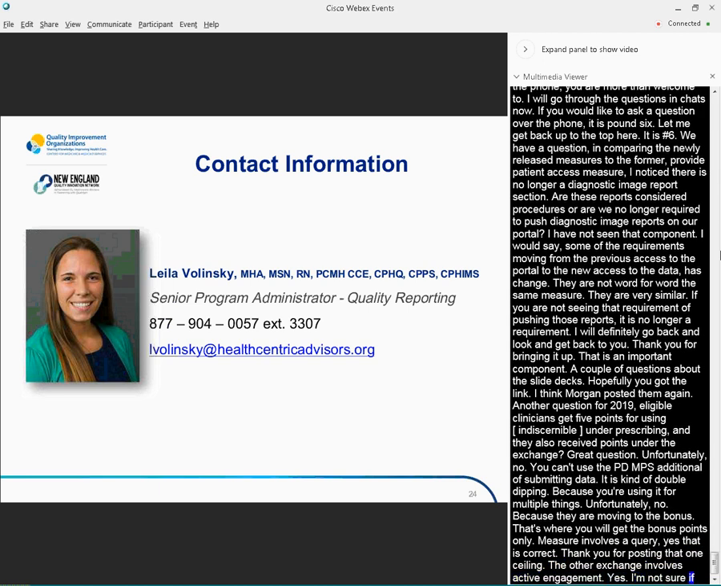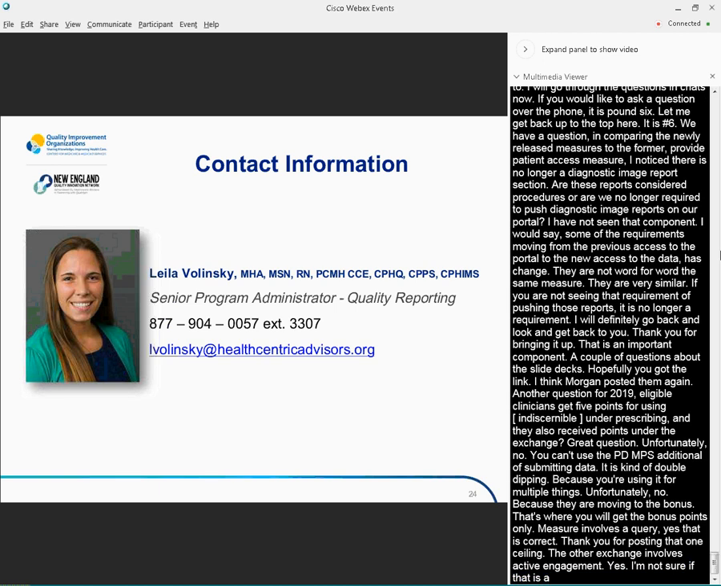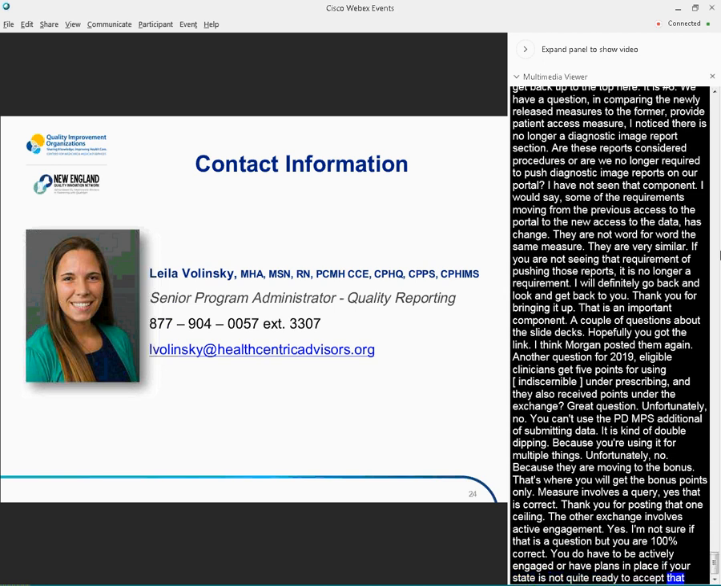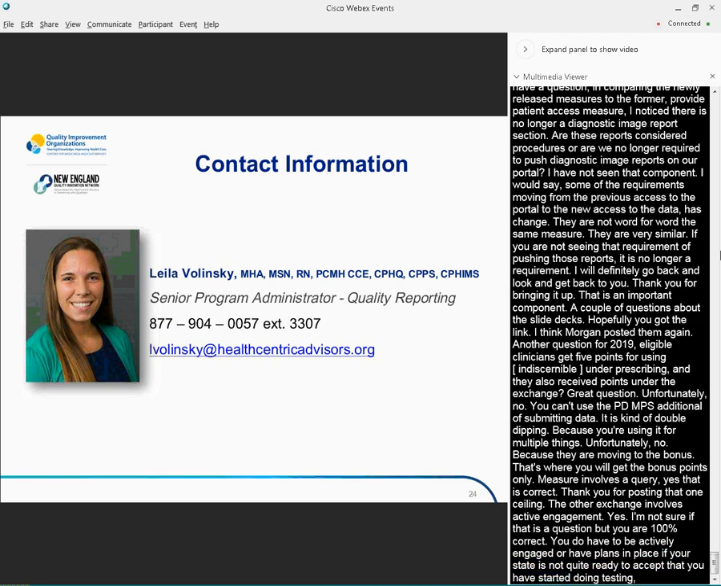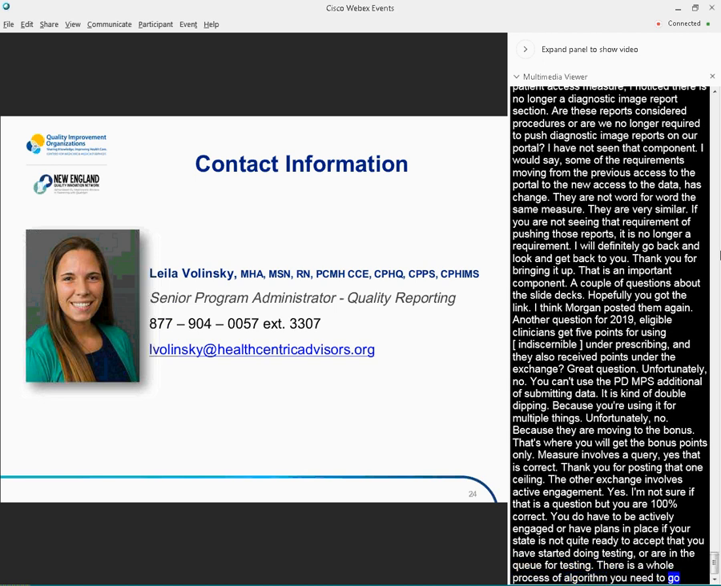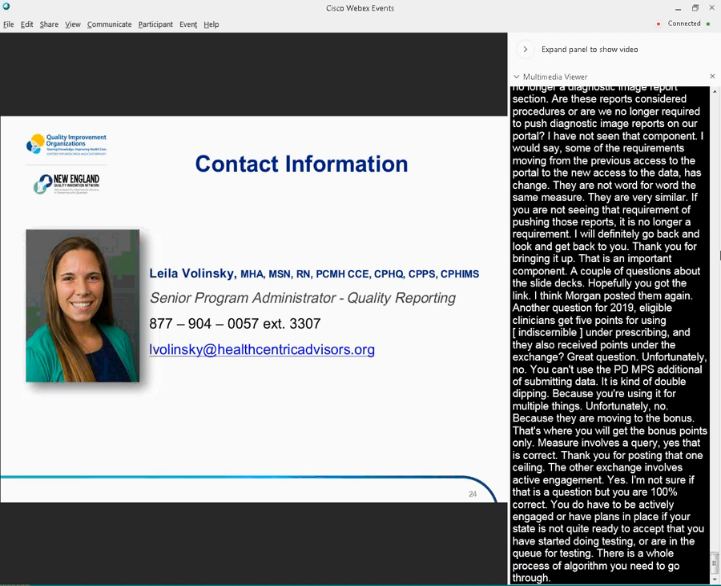You do have to be actively engaged or at least have plans in place if your state isn't quite ready to accept that: you've started doing testing or you're in the queue for testing. There's a whole process and algorithm you need to go through. And in those measure specifications, it definitely talks about the different elements based on whatever data exchange route you decide to take.